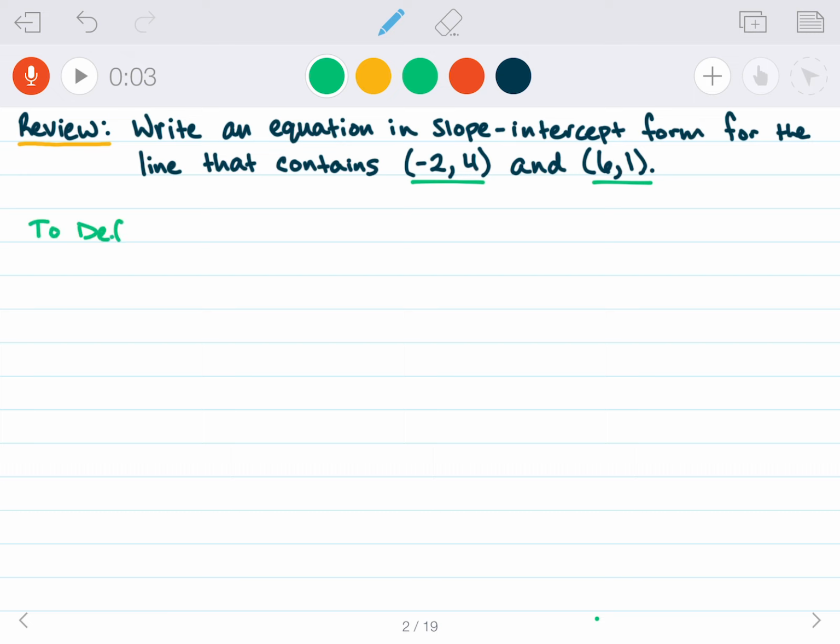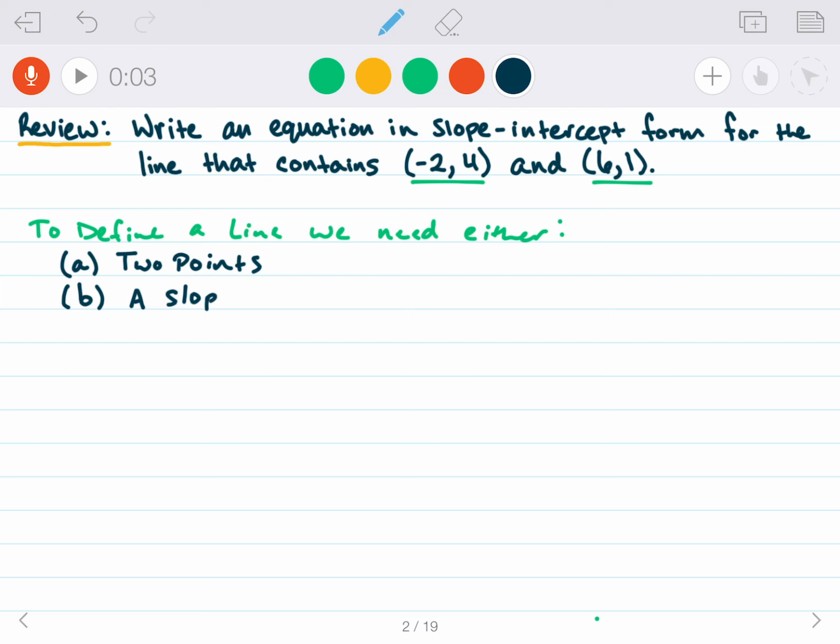To define a line, we need either A, 2 points, or B, a slope and a point. Okay, because knowing the slope and knowing a point is going to give us another point. So we just need 2 points to define a line, basically.